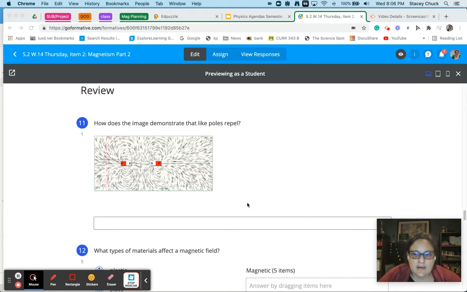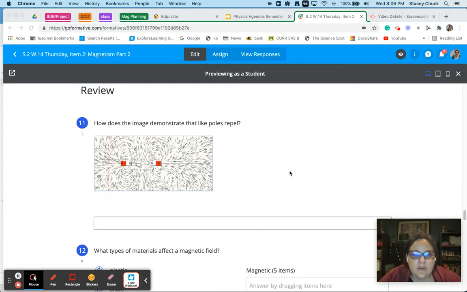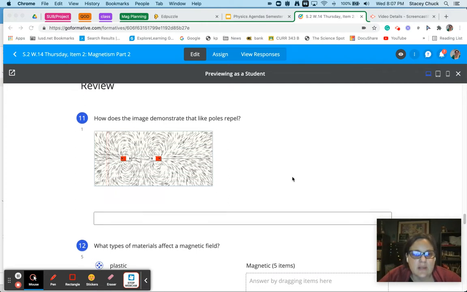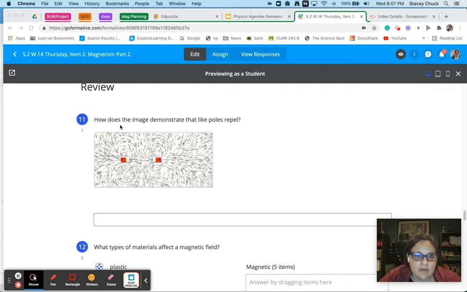Okay, so this part's going to be the review for the magnetism benchmark. It will include some information we just talked about and then also a few more items that I've included here. So this first question is, how does the image demonstrate that like poles repel?